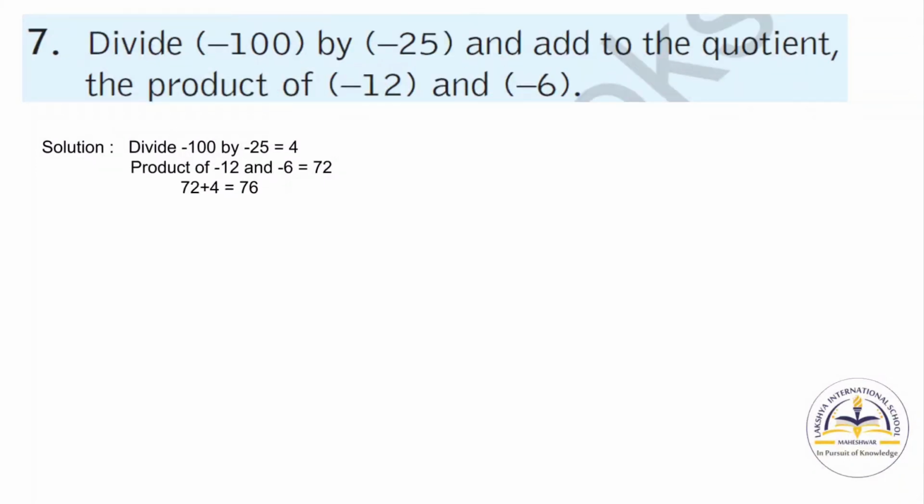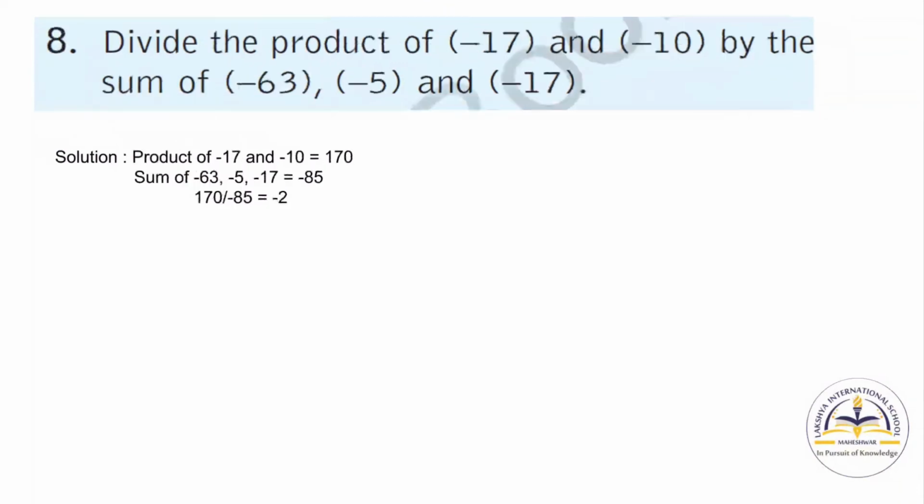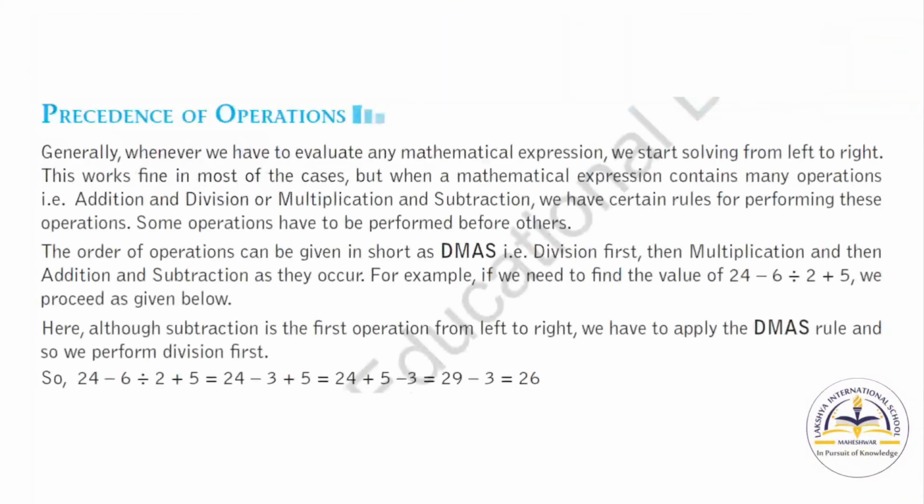Now in the same manner you have to solve question number 7 and question number 8. Now we will read precedence of operations. Here you can see one word is given, DMAS. Division first, then multiplication, and then addition and subtraction. DMAS is the rule. Here you have to solve first division, then multiplication, then addition and then subtraction.